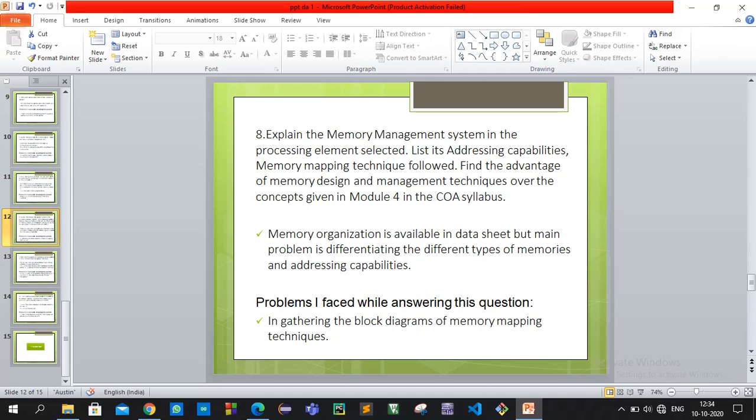The eighth question is to explain the memory management system in the processing element, and also list the addressing capabilities. Memory organization for my IC is available in the datasheet, but the main problem is differentiating the different types of memories, memory organizations and addressing capabilities.